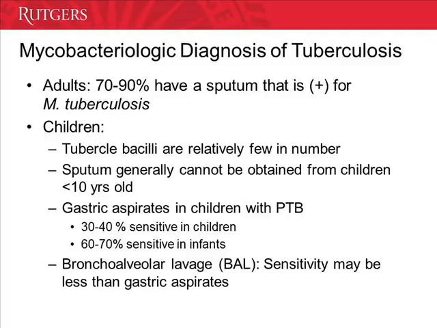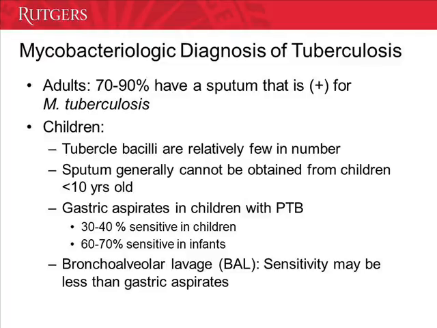Microbiologic diagnosis of TB: in adults, generally 70 to 90% have a sputum that is positive for MTB if they have pulmonary TB. Why? They carry much higher loads of TB. They often have cavitary disease. TB, like bears, like to live in caves. And so if you have a cavity that's filled with TB, they're much more likely to produce a sputum that's positive.